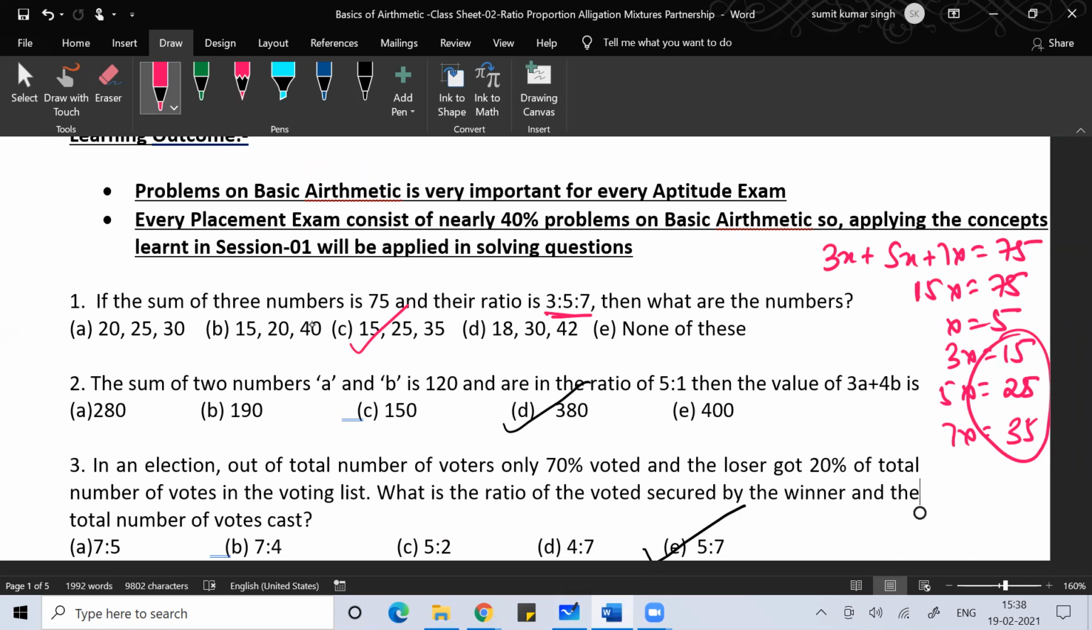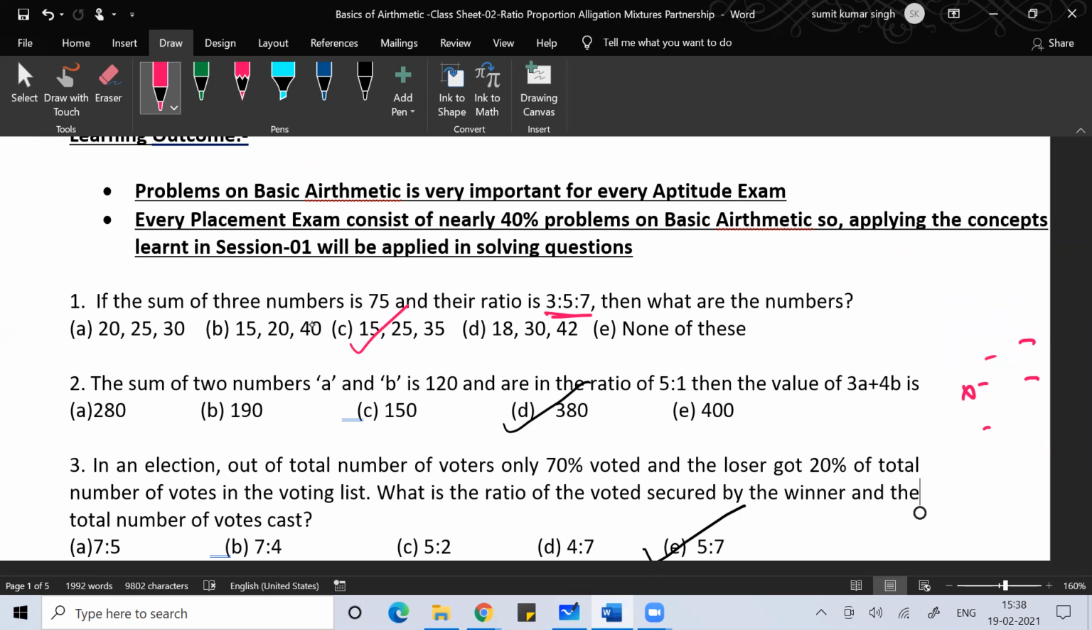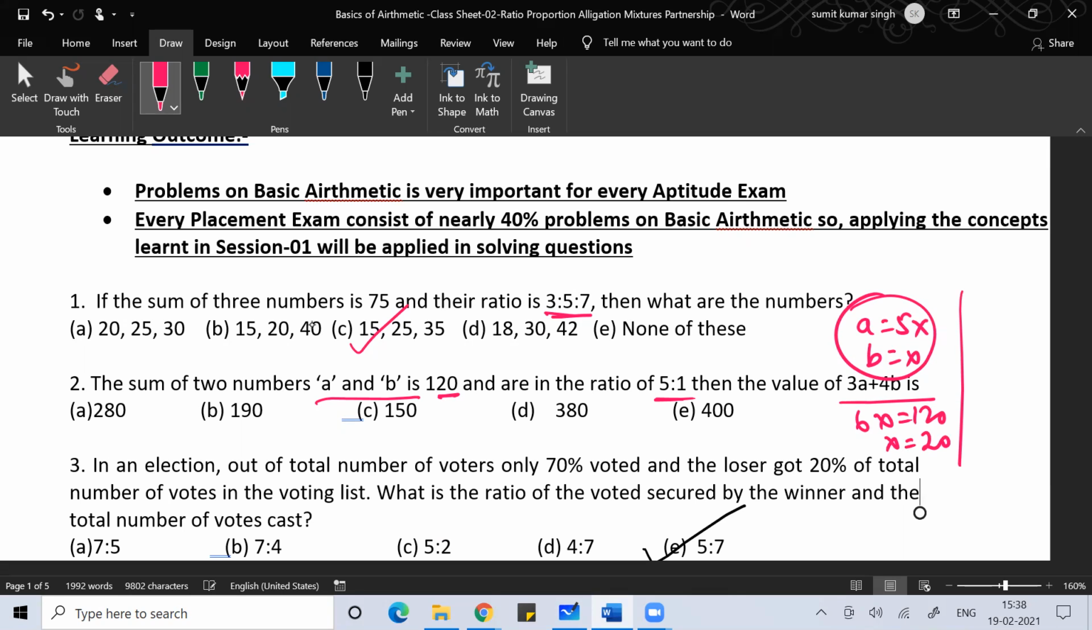Simple question. So now question number 2. The sum of two numbers A and B is 120 and they are in ratio 5 is to 1. So take A as 5x and B as x, so the ratio is 5 is to 1. The sum is 120. So the sum is 6x, 6x is 120. So x is equal to 20.